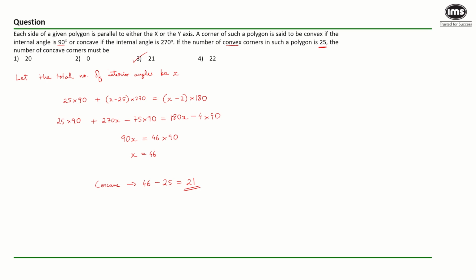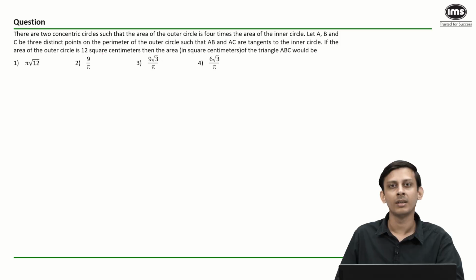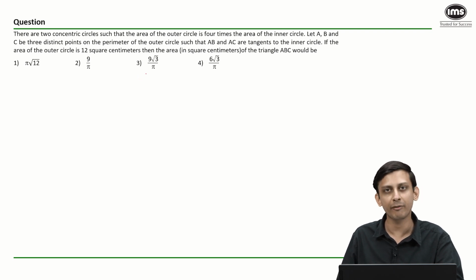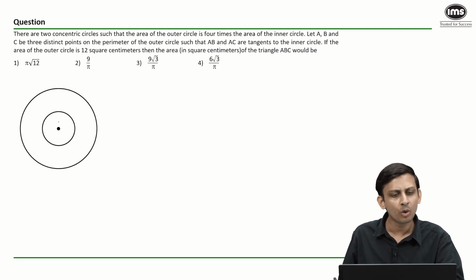In this question, there are two concentric circles such that the area of the outer circle is 4 times the area of the inner circle. Let A, B, and C be 3 distinct points on the perimeter of the outer circle such that AB and AC are tangents to the inner circle. If the area of the outer circle is 12 square centimeters, then the area in square centimeters of the triangle ABC would be. That's what we have to find. Let's make the diagram. Two concentric circles, one smaller, one larger, both of them have the same center.